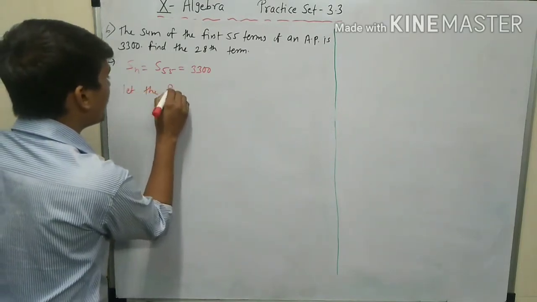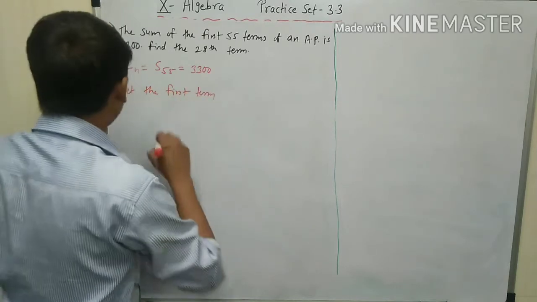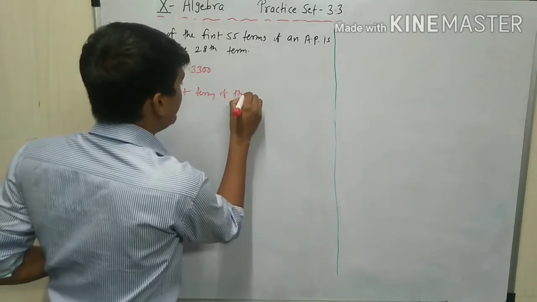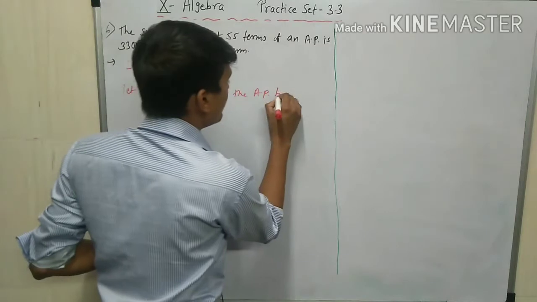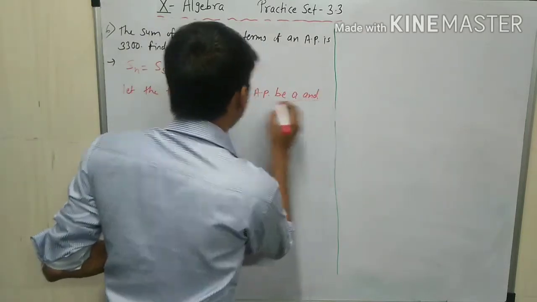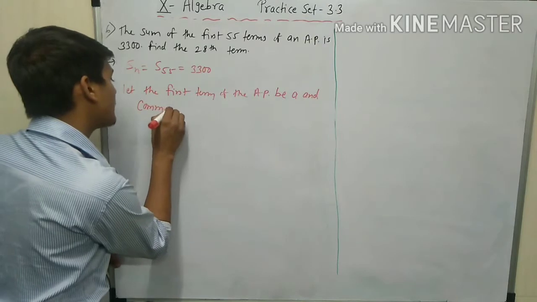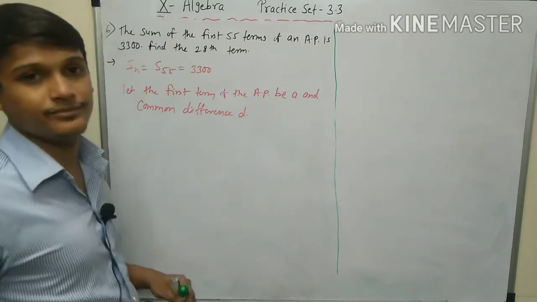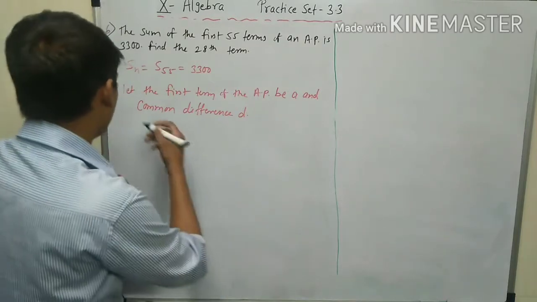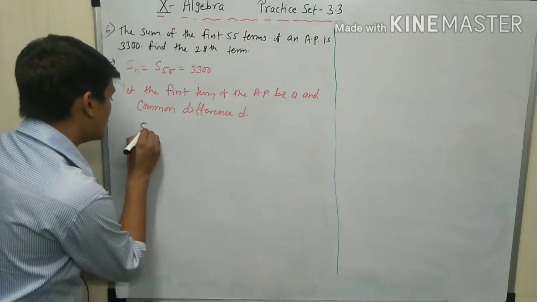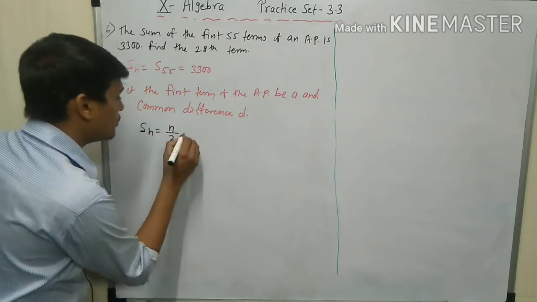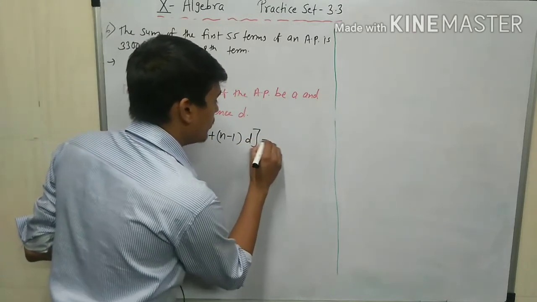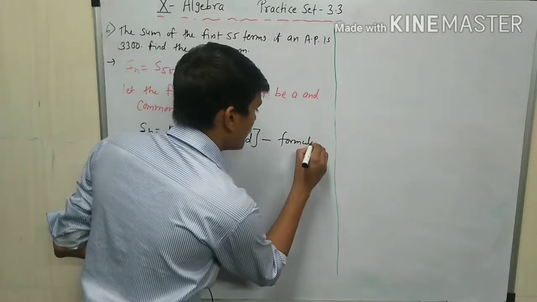Now we write here: let the first term of the AP be a and common difference d. Understood? Now we use the formula. This formula is equal to what? Sn is equal to n upon 2, bracket 2a plus (n minus 1)d, bracket close. You can write here the formula.